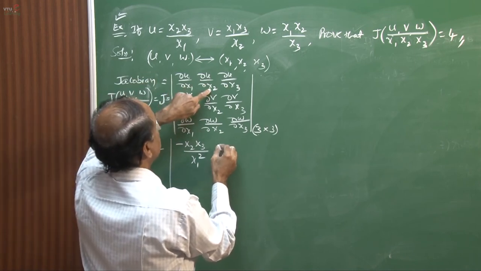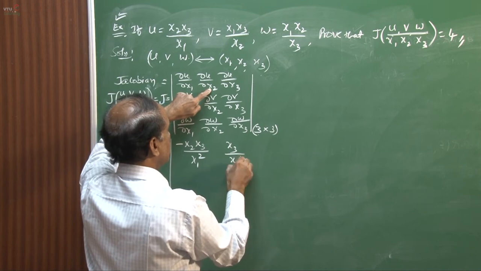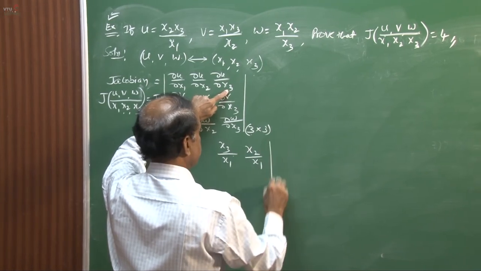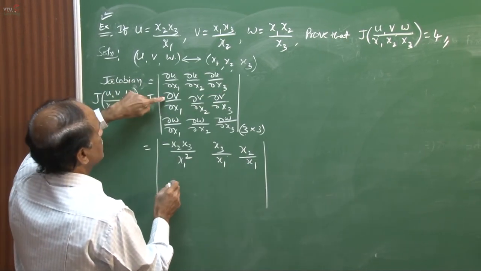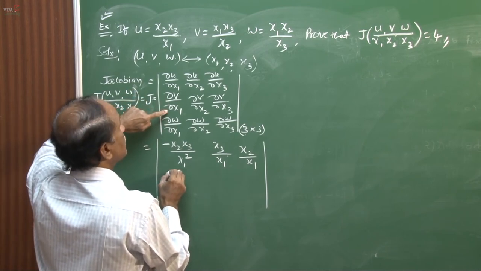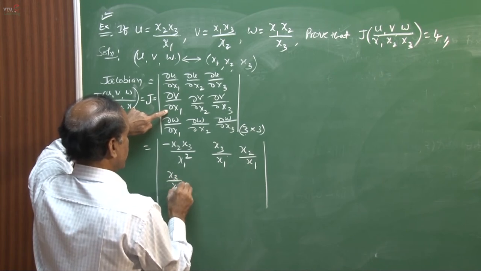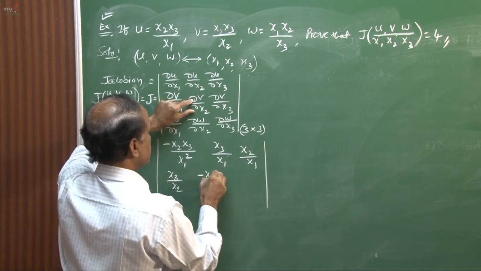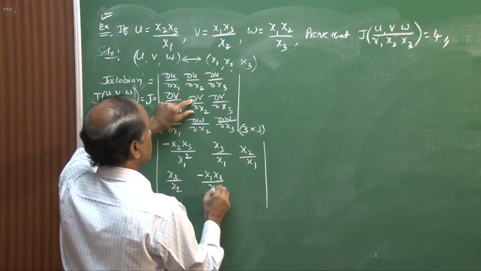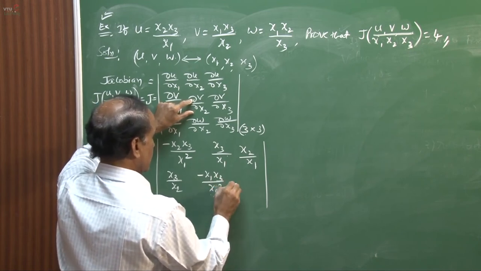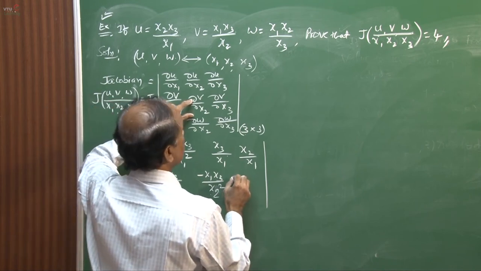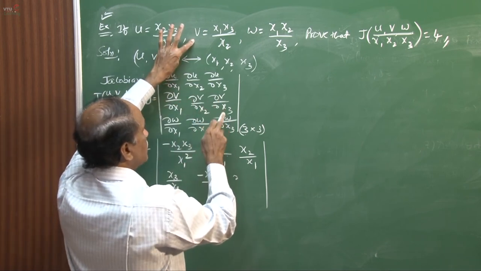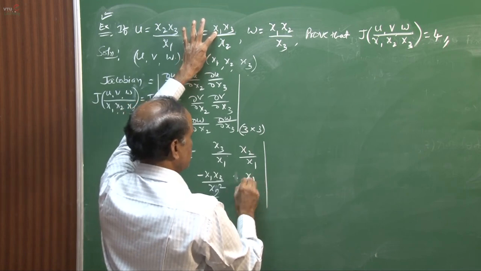Next, u with respect to x2, that is x3 divided by x1. u with respect to x3, that is x2 by x1. Then this gives v with respect to x1, that is x3 divided by x2, and v with respect to x2 means it should be minus x1 x3 by x2 square, along with the minus sign. And v with respect to x3, that means x1 by x2.